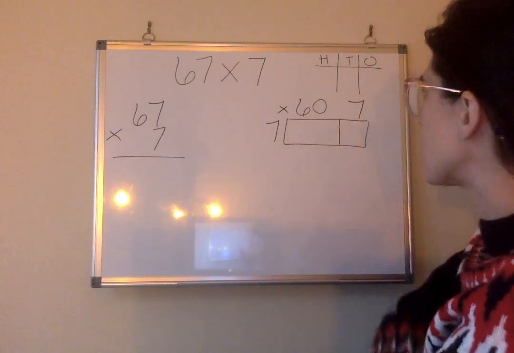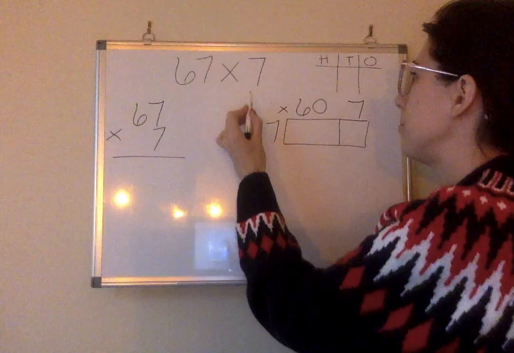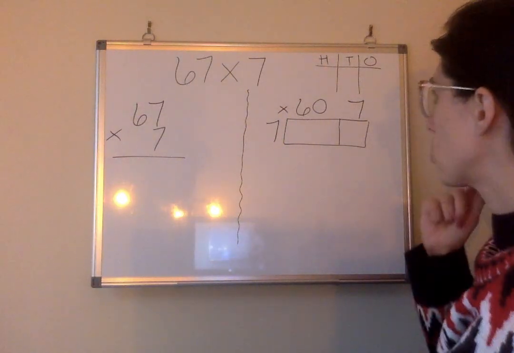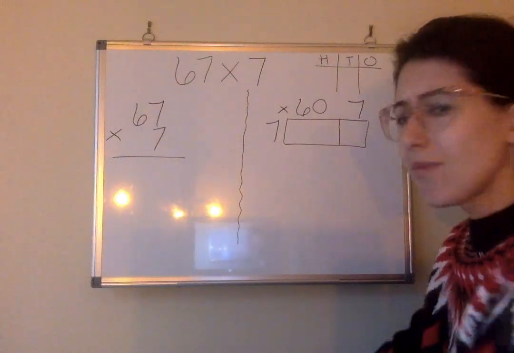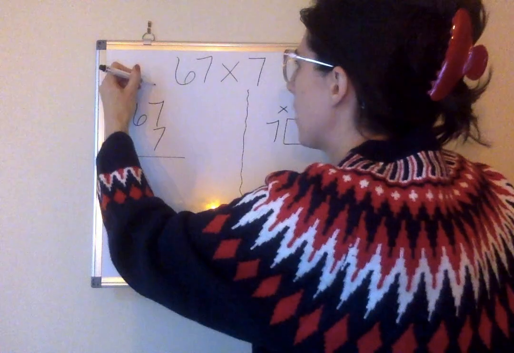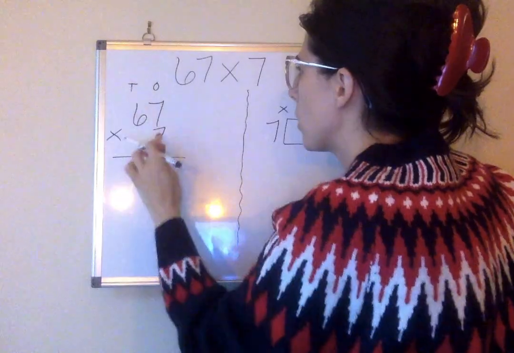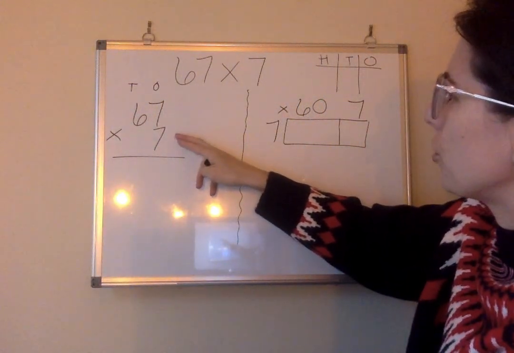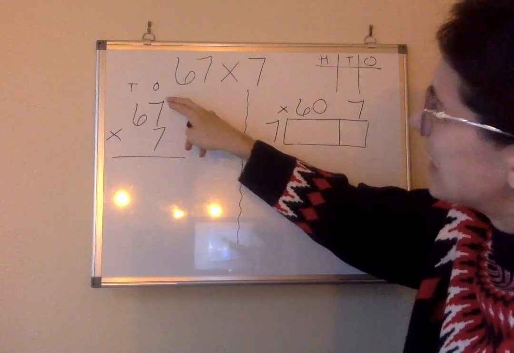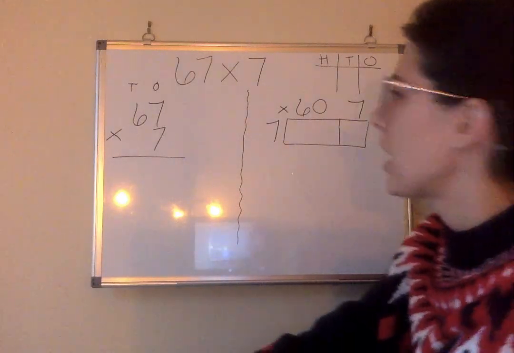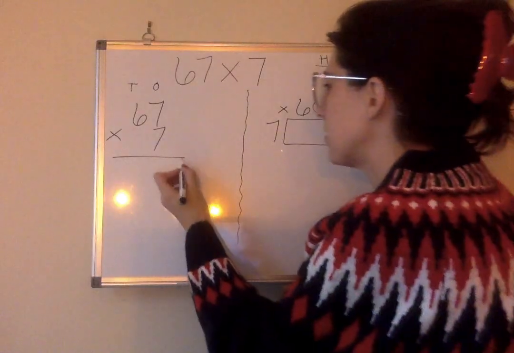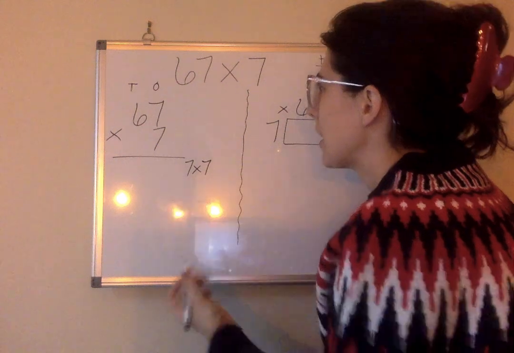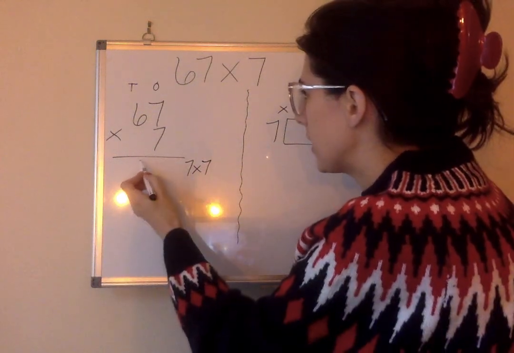Seven times. All right. Let's start over here. Some students have been doing this just to help them remember ones place, tens place. So first I'm going to do 7 times 7 ones. And when I multiply 7 times 7 ones, I'm going to get 49.